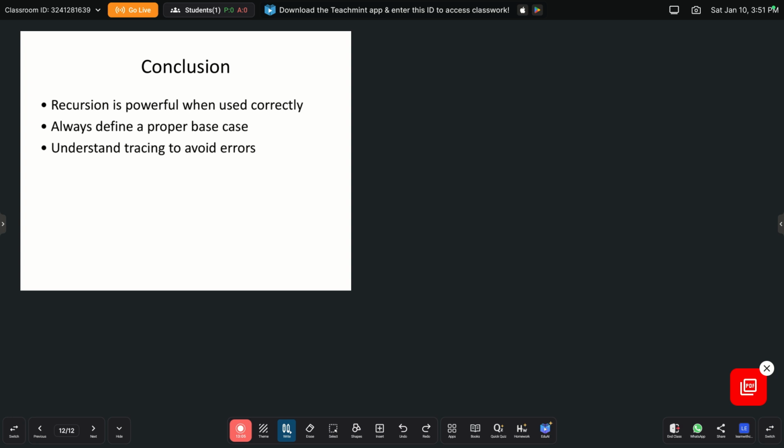Now recursion conclusion. Recursion is powerful when used correctly. If you don't use it correctly, it will lead to a stack overflow, such types of problems. Always define a proper base case, otherwise again you will enter the stack overflow condition. Understand tracing to avoid errors. If you trace it, you can easily identify where the error occurred. So hope everyone understands recursion.